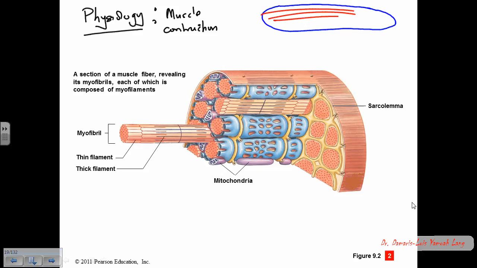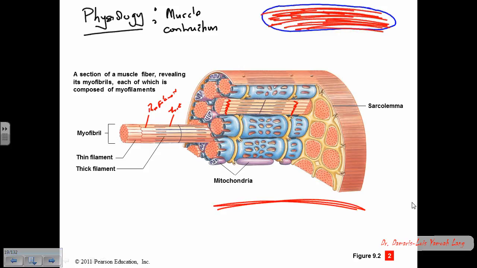And it gets filled with all kinds of what? Filaments, right? These filaments are thick and thin filaments, and they are arranged into what we call sarcomeres. So this is a thick filament, and that is a thin filament. From one Z disc to the other Z disc represents a sarcomere. And this is showing us part of a muscle fiber.